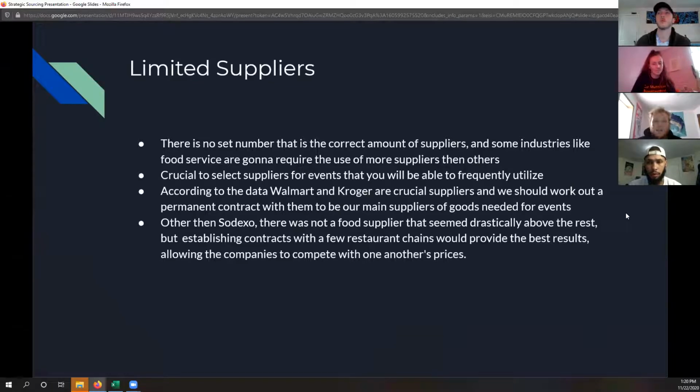Behind Sodexo, there isn't a real clear leader as to what companies we have the most spend with, but we believe that pairing with franchise restaurant chains would be most beneficial because it's going to be the same every time, and they're going to be the most willing to give you cheaper prices.